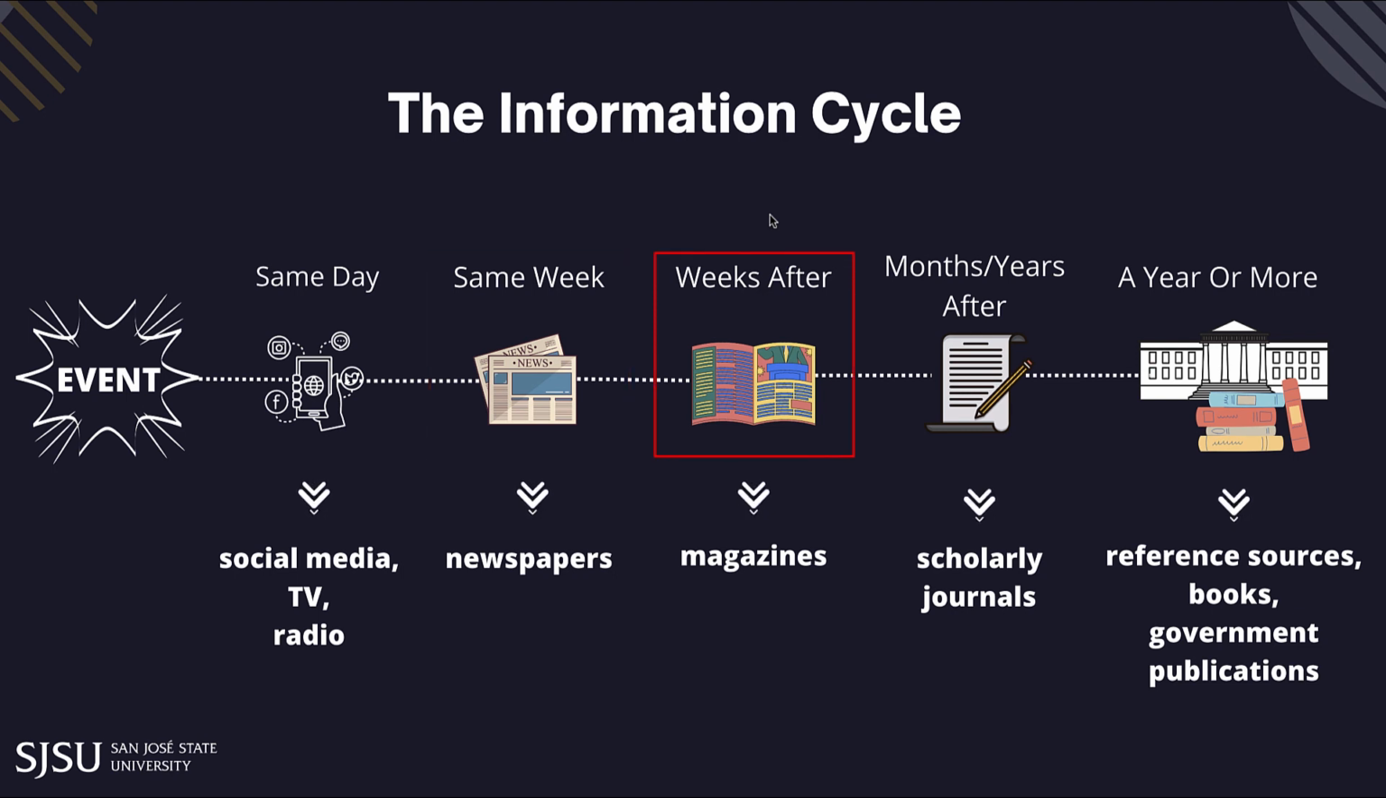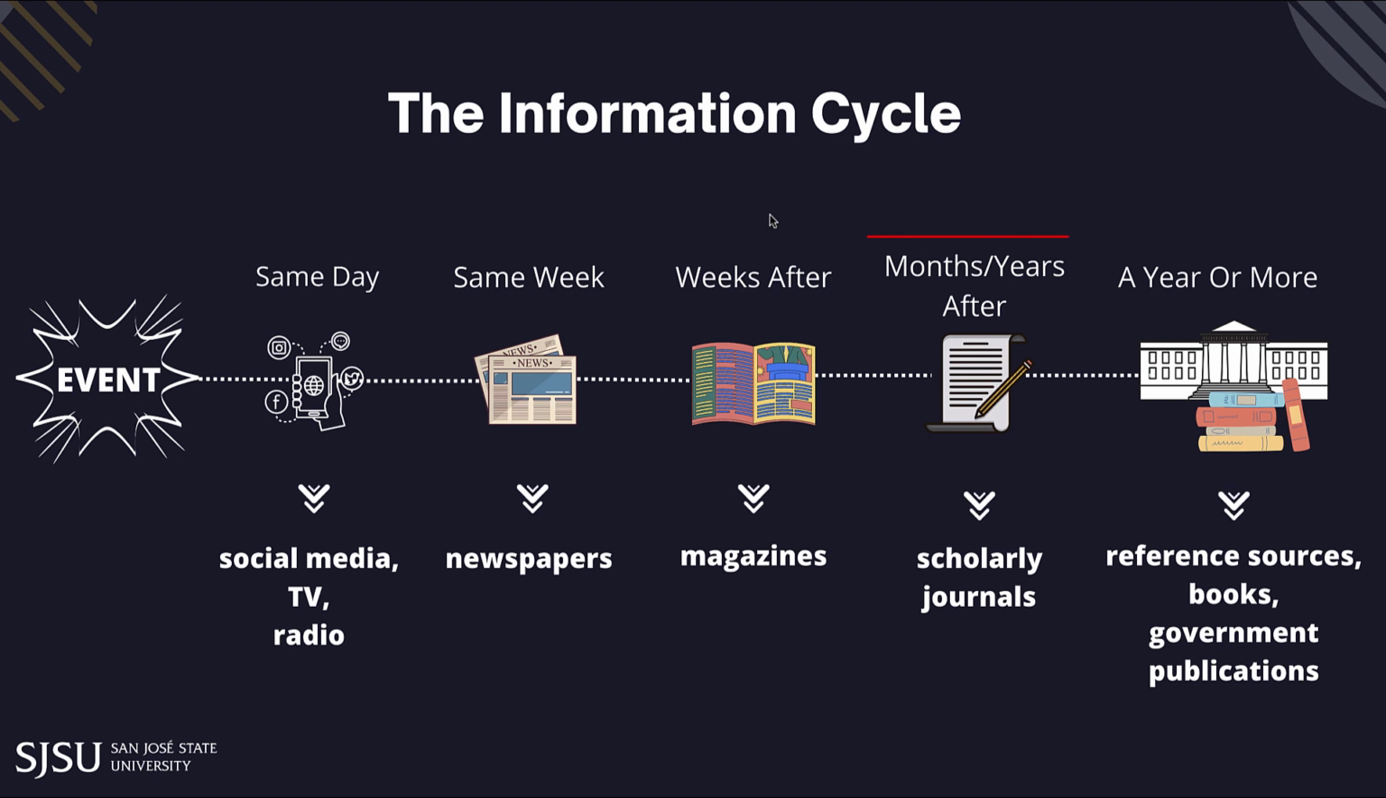In the third category, weeks after an event occurs, you'll begin seeing magazines creating articles about the event. These will often include pieces that reflect on the event and provide a more in-depth level of analysis that really help to explain what the event means for society. And these pieces may also include short insights from experts in subject areas related to the event.